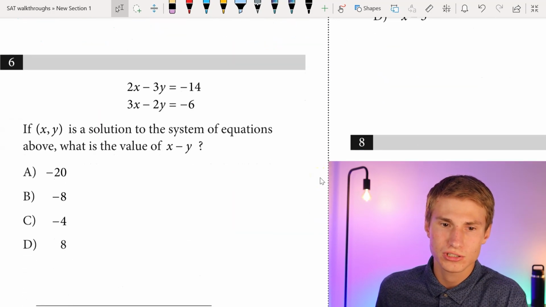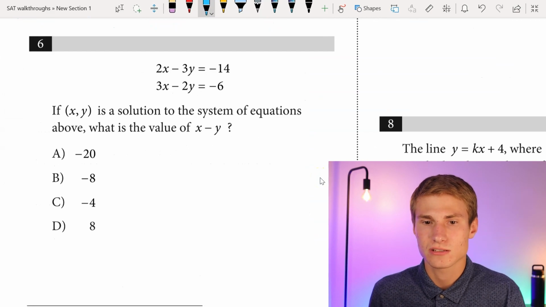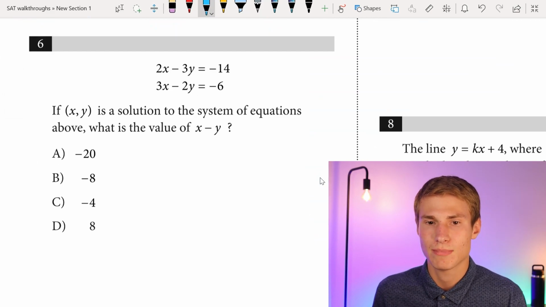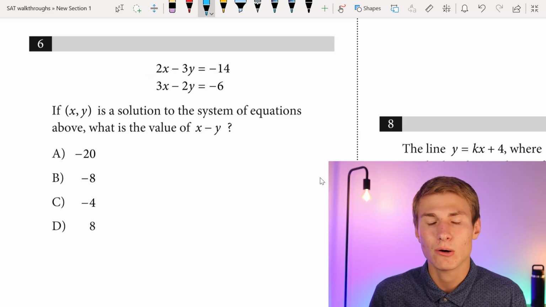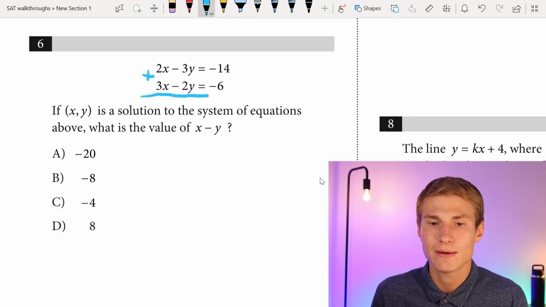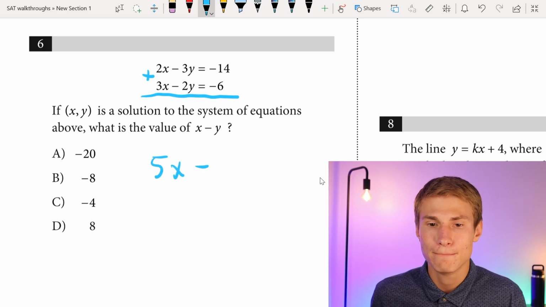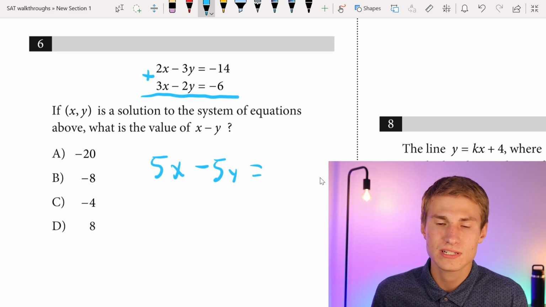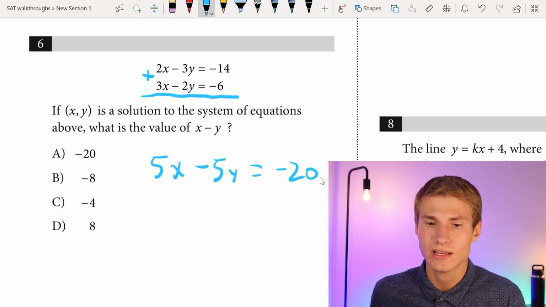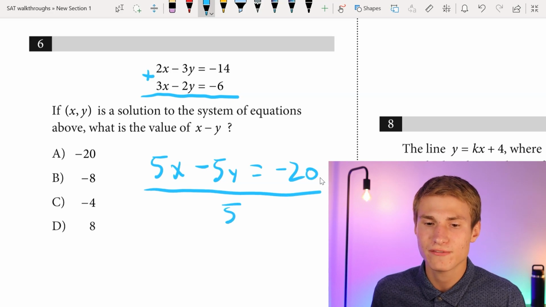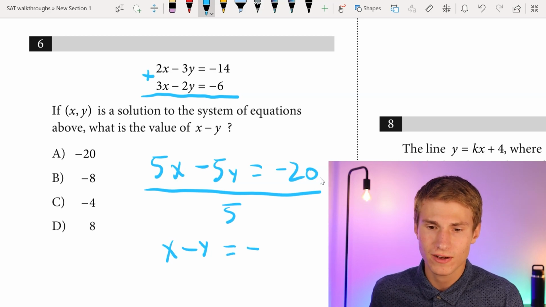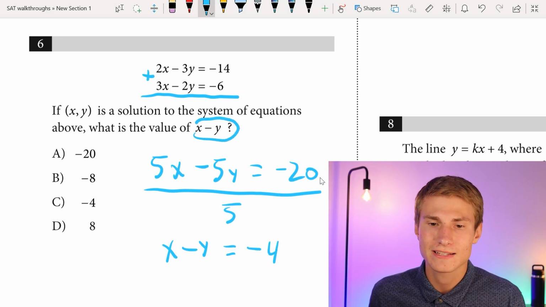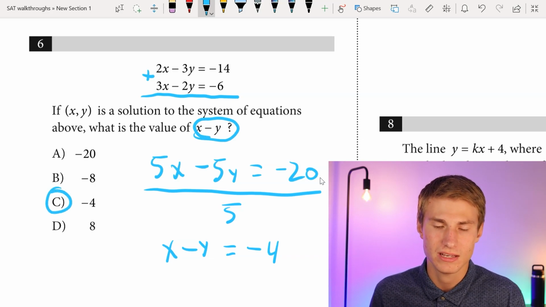All right, now let's go ahead and move on to question number 6. So we've got, if (x, y) is a solution to the system of equations above, what is the value of x minus y? In this case, what I want to do is look to add or subtract in order to get x minus y. Now, what I actually have to do is add them together and then divide by 5. Because if I add them together, I'm going to get 5x minus 5y is equal to negative 14 plus negative 6, which gives me negative 20. Then, if I divide all of this by 5, I will be able to get x minus y is equal to negative 20 over 5, which will give me negative 4. So now I've solved for x minus y super quickly, and my answer is going to be C.